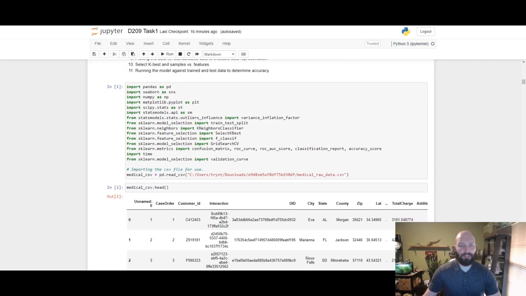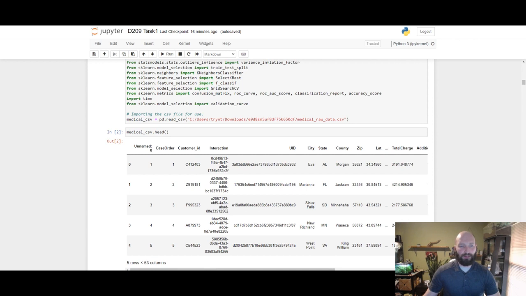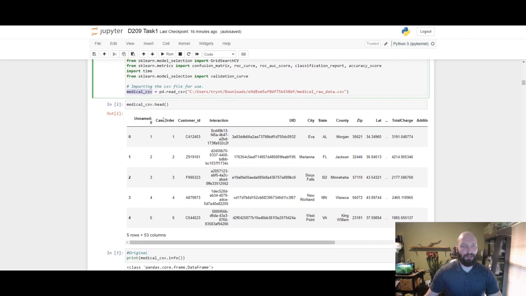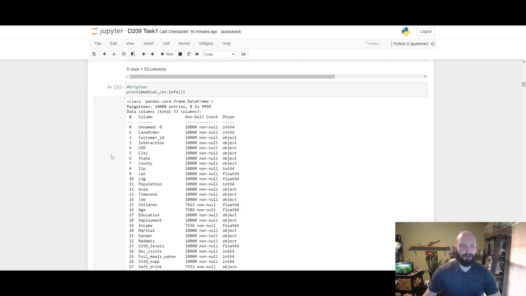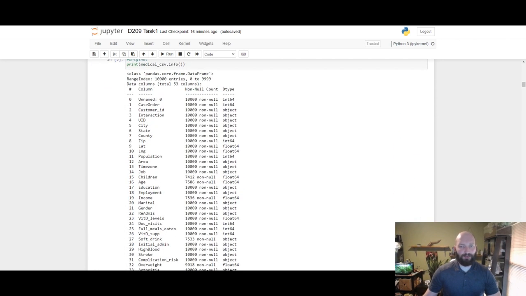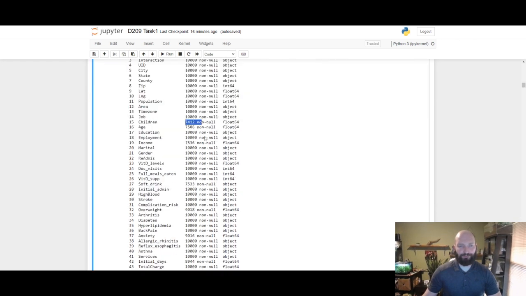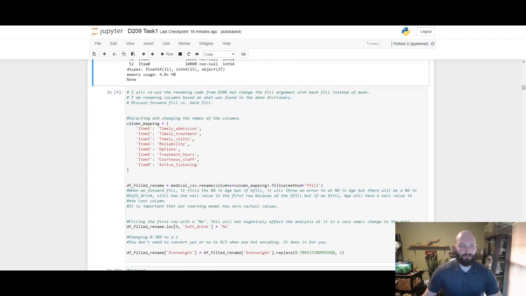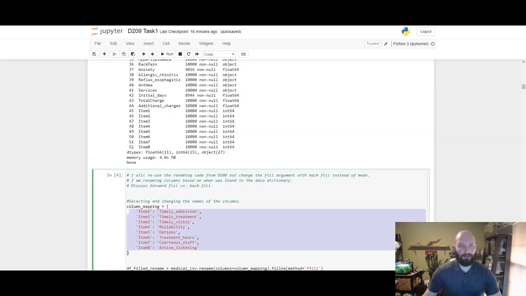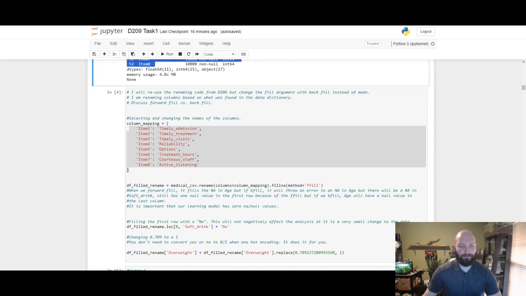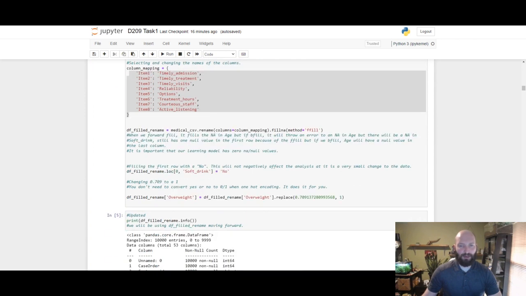So here are the libraries I'm importing. And this is the CSV that we're using, the medical dataset, the medical raw data CSV. Just importing it and looking at the head, which pulls in the first 5. And here I'm looking at the data types to see if we need to change anything, and looking for null values. And renaming, so we're renaming these items based on the data dictionary.